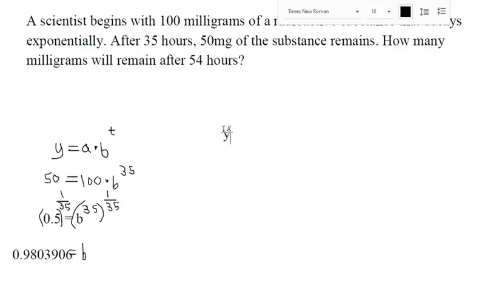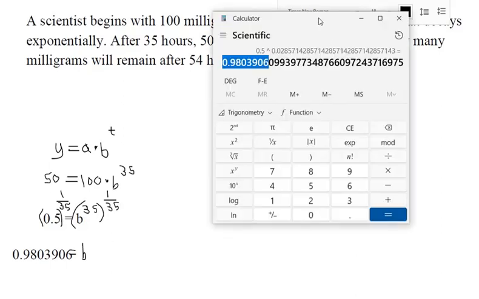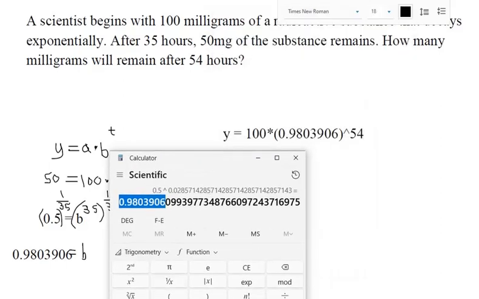So what is Y? When we have a starting amount of 100, we have this for B, and then for T we have 54. So now it's just plugging it into a calculator. So we got our big long decimal, I'm raising that to the 54th power times 100, so it looks like you're going to have 34.32 milligrams left over.